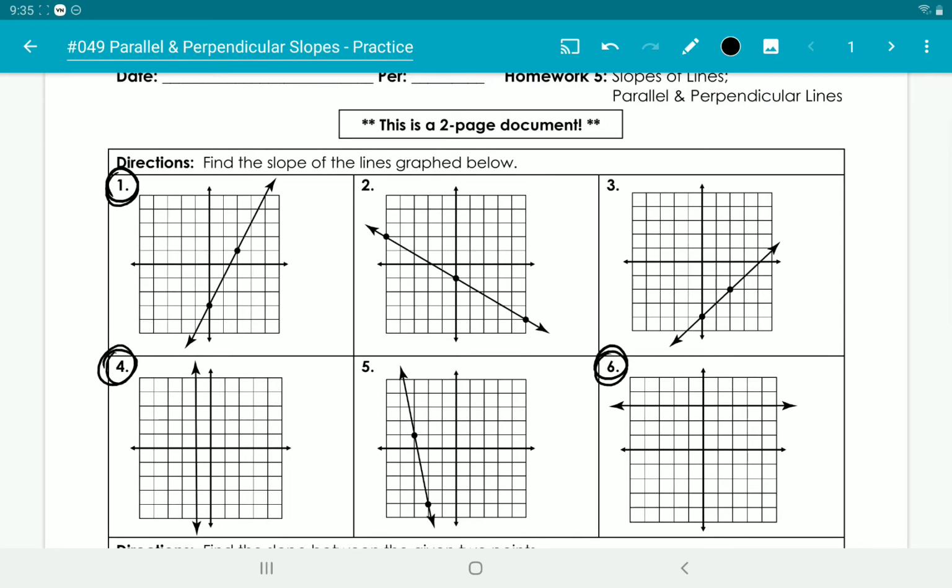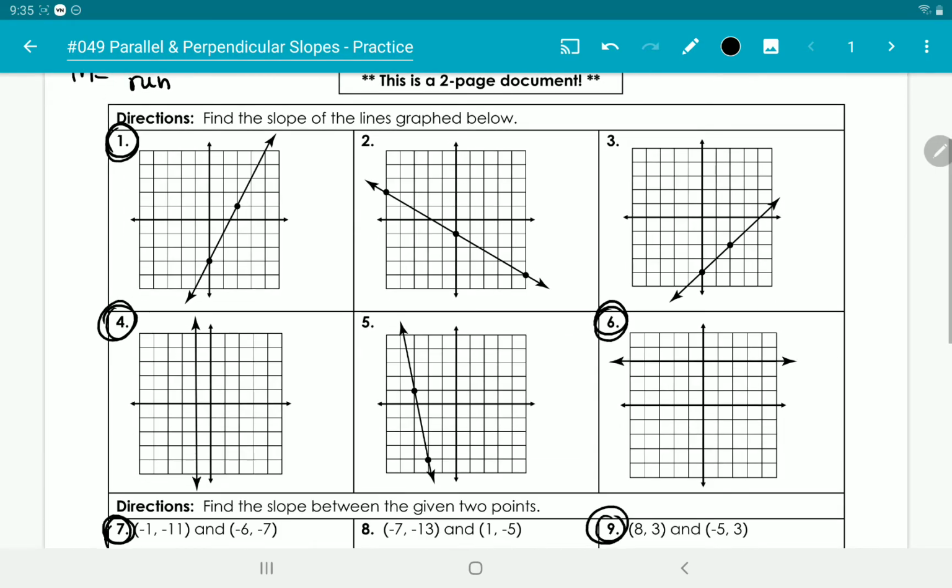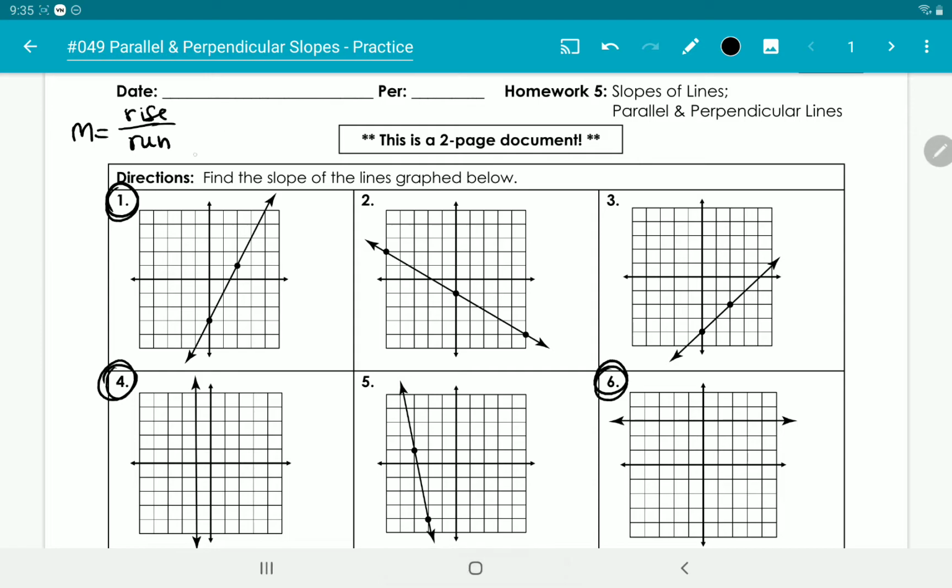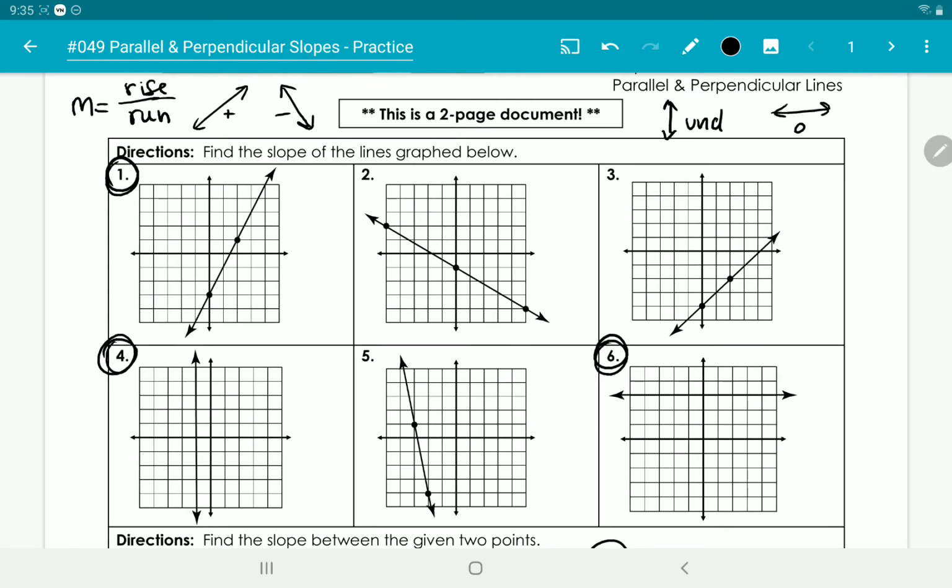Okay, so the slope is going to be rise over run. So how far up or down you have to go, divided by how far left or right you have to go from point to point. Okay, if it's going to look like this, it's going to be positive. If it looks like this, it's negative. If it's straight up and down, it's undefined. If it's left or right, it's 0. Okay, so first we're going to look at the sign.